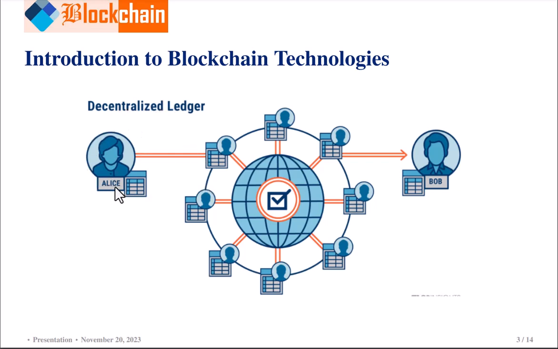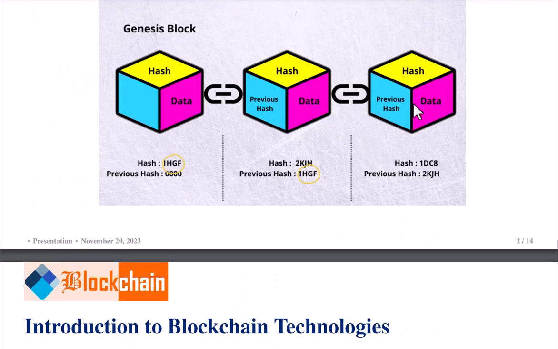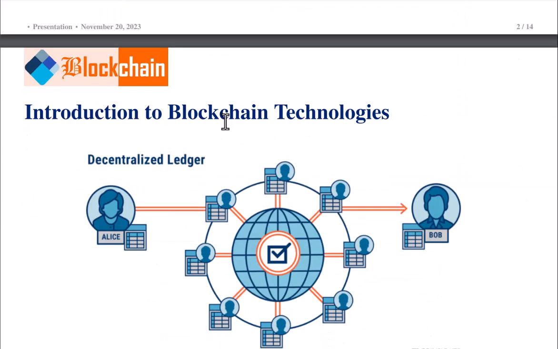So Alice is one entity, it is one node, and here is the ledger of Alice. There is another node, Bob, and he also has the details of all the financial transactions of all the nodes or all the entities. So the ledger is distributed in the blockchain technology. You can see this is a blockchain, but in the blockchain technology the ledger is distributed.